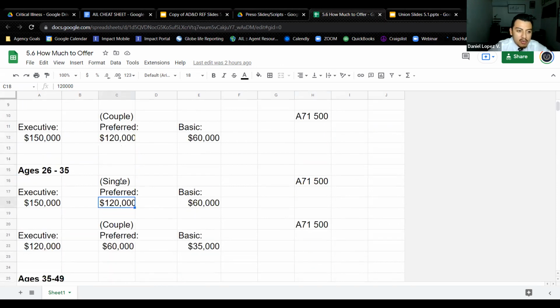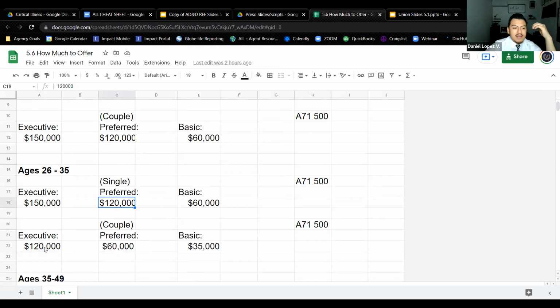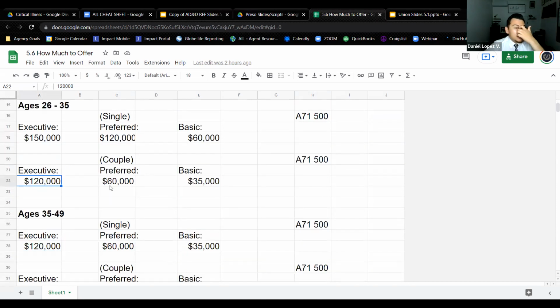Now, here's also another rule of thumb. Let's say I'm sitting down with a couple. Based on this, it says to recommend them 120 each. This all has to do with whole life. This is primarily whole life, by the way. 120, then 60, then 35. However, you've got to be conscious of what you're selling them. Okay.